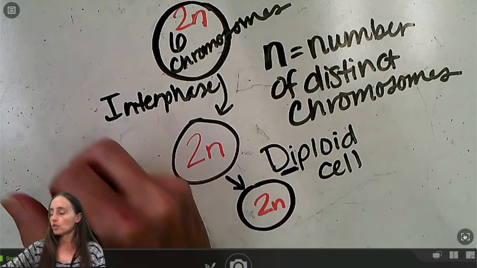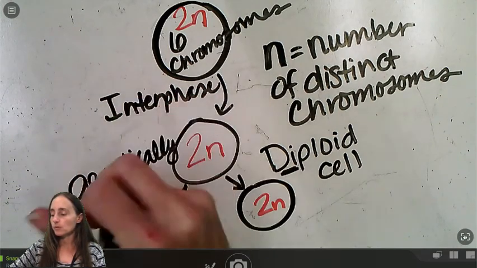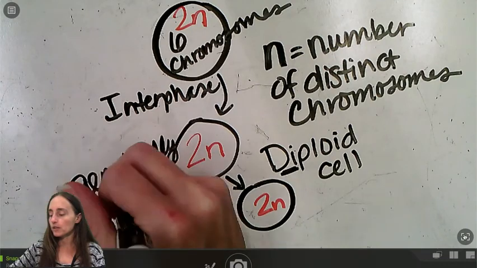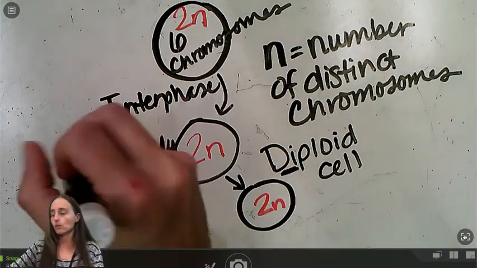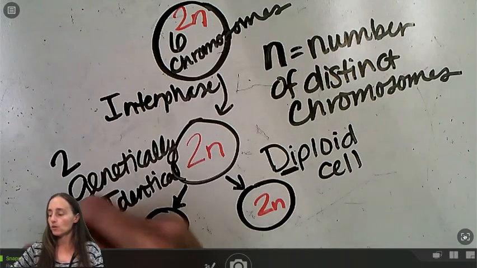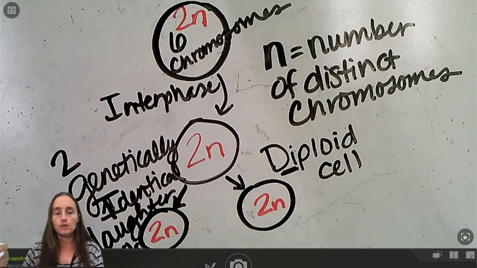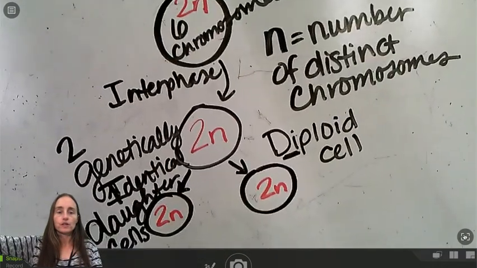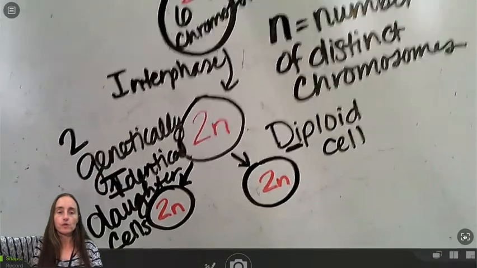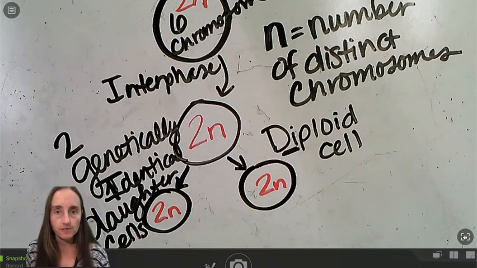And these are genetically identical. They should be. Sometimes mistakes happen, but we want them to be genetically identical. These are genetically identical daughter cells. So it forms 2 genetically identical daughter cells. Can you see that? No, of course not. Okay. So 2 genetically identical daughter cells is what's formed from a mitotic cell division.